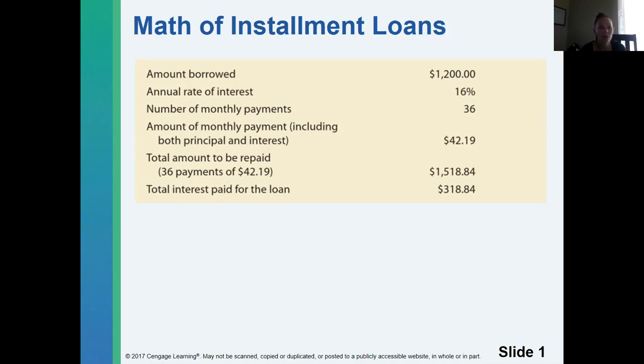So the total amount to be repaid is $1,518.84. To get that number, you take 36 and you multiply it by the 42.19. That's how many payments you're making. And so you end up paying just over $1,500, even though you only borrowed $1,200. So the bank is making $318.84 off of you in this scenario.